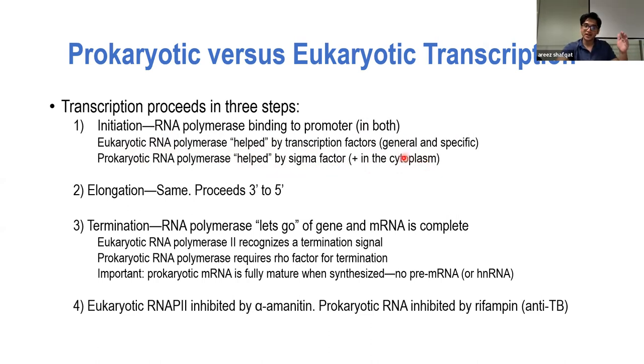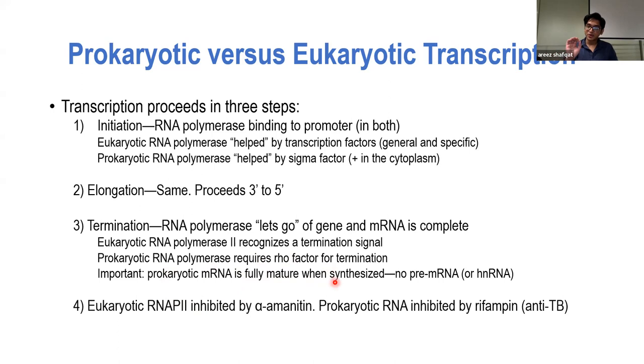So eukaryotic RNA polymerase requires transcription factors to bind to the promoter; prokaryotic requires a sigma factor. Elongation, proceeding from 3' to 5', is the same. For termination in humans, RNA polymerase transcribes the gene, reaches a termination signal, and falls off. In prokaryotes, it's a bit different: it requires a rho factor for termination. So these are some differences you should be aware of. For prokaryotes, initiation requires sigma factor and termination requires rho factor. For eukaryotes, initiation requires transcription factors and termination just requires a termination signal.